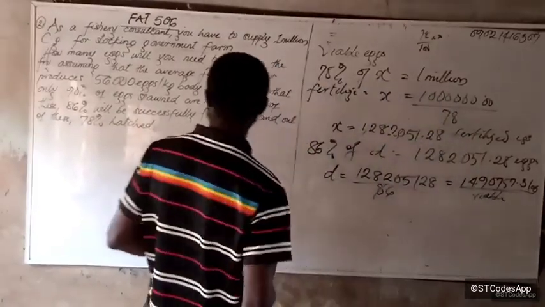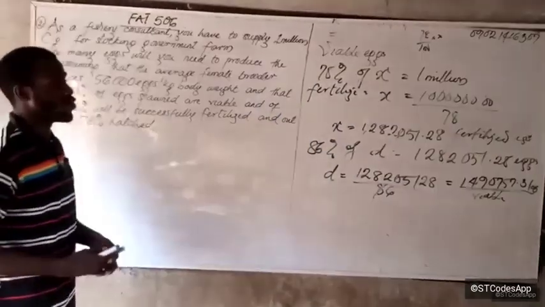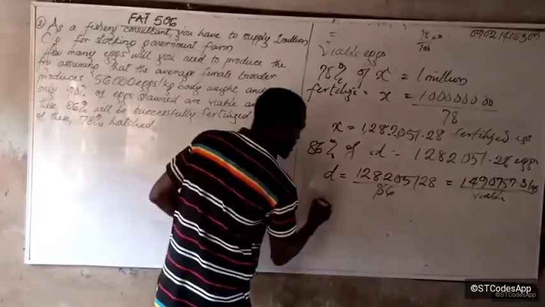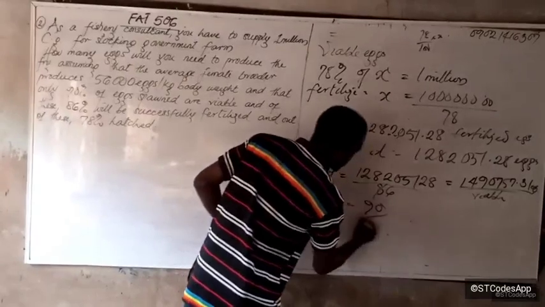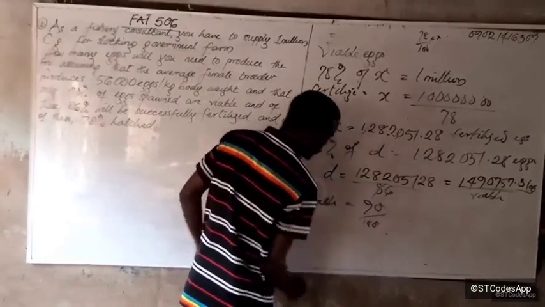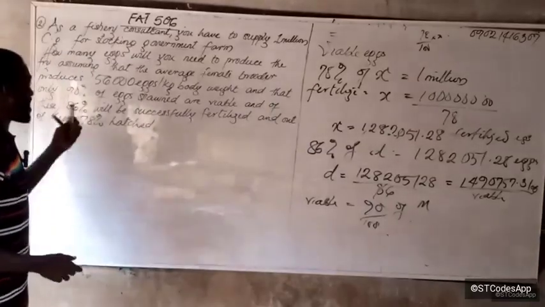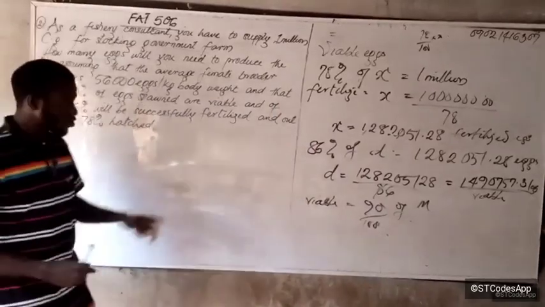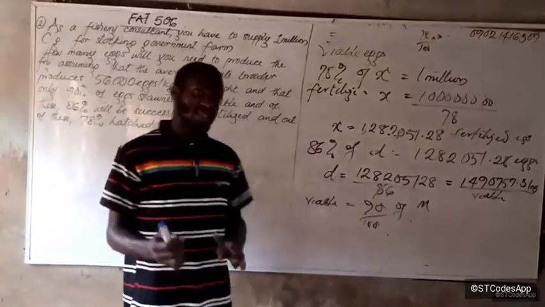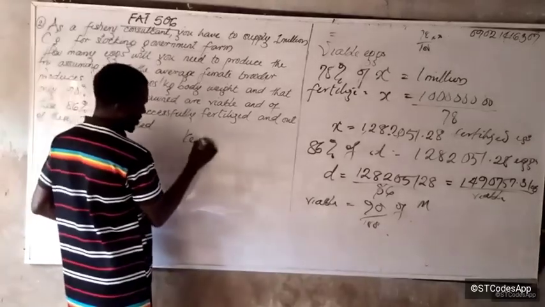So we come to the next case that says 90% of the eggs that were spawned are viable. So these viable eggs are actually 90% of a particular M, which is the number of eggs that were actually spawned. Do you understand? So spawned M. So you see there is a technique we also use. After you've done all of this, you now use a key. Is that okay?